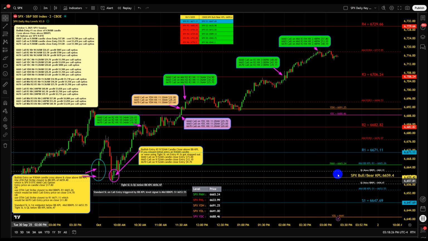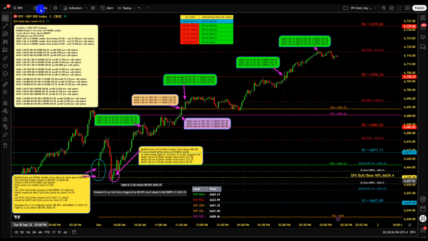Okay, so let's just jump right into this entry here. So this is the 9:30 opening candle for today's October 1st session. It's this candle here. As you can see here, we did have a cross of the bull bear key price level, cross above and close above. So a cross above and close above the bull bear key price level is your signal for your standard entry for a bullish play for this level.